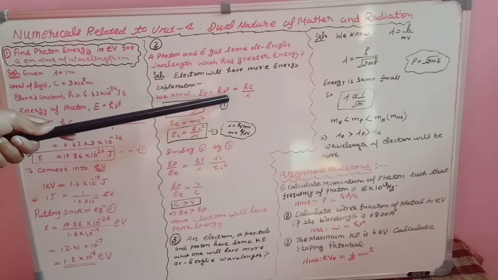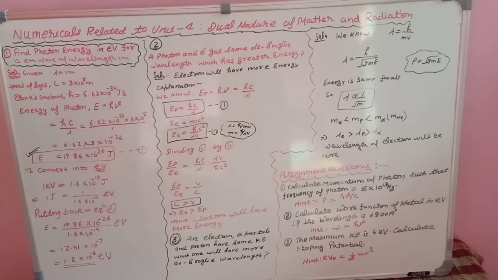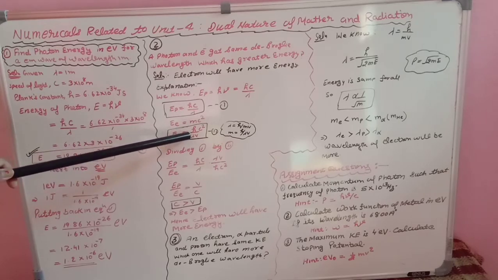Just now I told you nu is equal to c upon lambda, so it is hc upon lambda. I have given it equation number 1: energy of photon, EP, is equal to hc upon lambda. EE means energy of electron. Einstein has given this very important equation, E is equal to mc square. So energy of electron is equal to mc square.